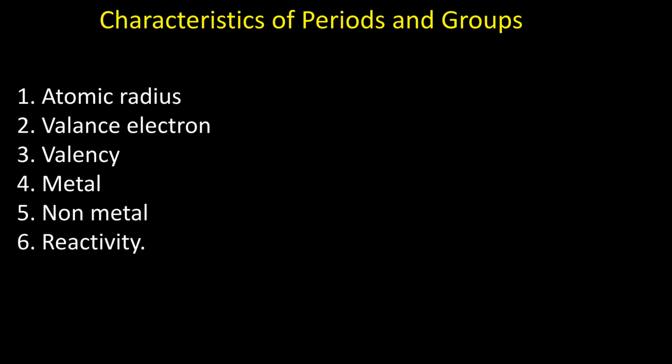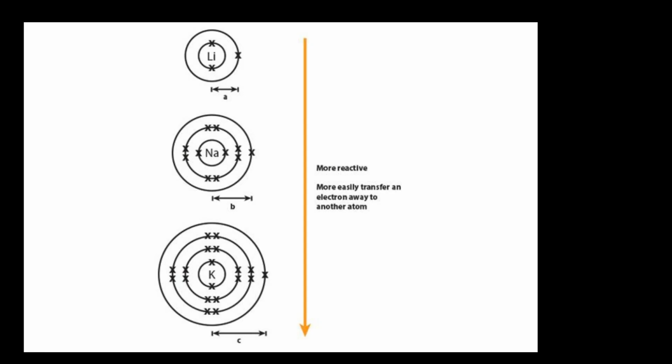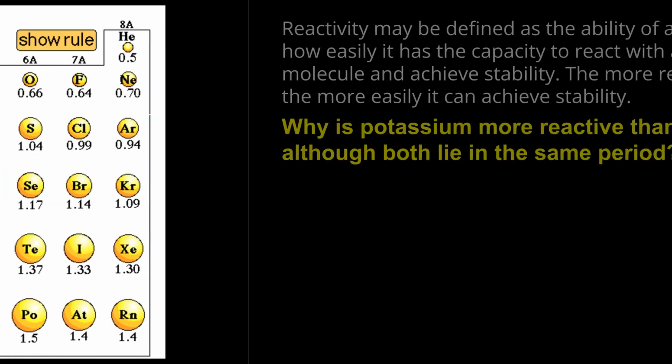To understand the periodic table further, we must look at the characteristics of periods and groups, including atomic radius, valency, and reactivity. This chart illustrates the general activity of metals across the periodic table. A key trend to observe is that as you move down groups 1 and 7, the reactivity of the elements tends to increase. We will now begin exploring atomic radius, which is a fundamental property of elements.